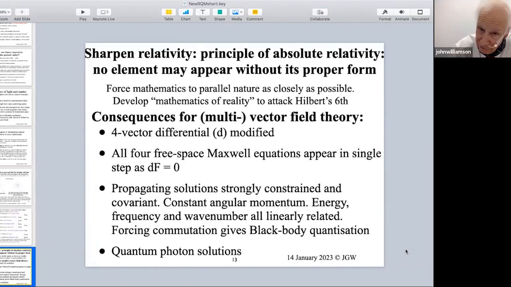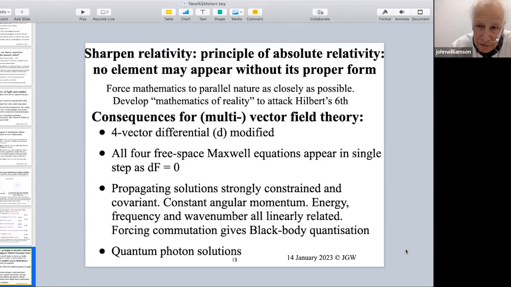That develops a mathematical reality to attack Hilbert's sixth problem. Hilbert's sixth problem is the problem of axiomatizing the whole of nature in mathematics. It's one of Hilbert's five or so unsolved problems. For those of you who don't know about Hilbert's problems, he proposed about 30 or so, I think 33 outstanding problems in mathematics in 1903, of which most have now been solved. There are five or so still remaining. This is one of them.